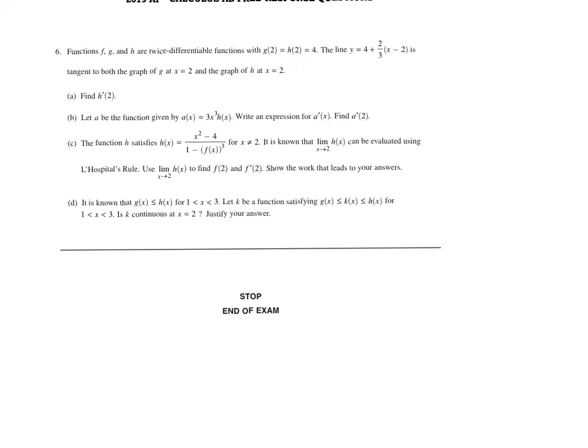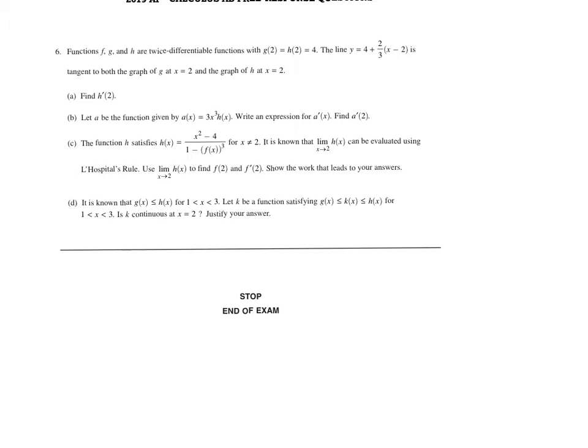All right, this is 2019 number 6. Let's just read through it. First of all, it tells us functions f, g, and h are all twice differentiable. That means they're continuous as well. And they're telling us that g of 2 and h of 2 are actually the same value. They're both 4. And that this line right here is tangent to both the graph of g and the graph of h at 2. So not only does it hit this point 4, but they're both tangent at those points.